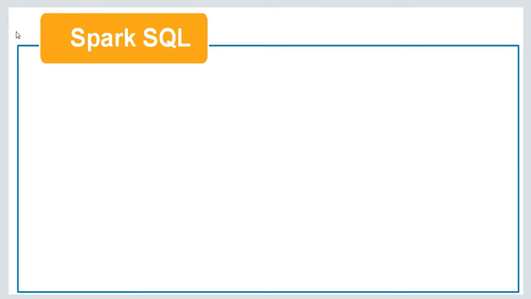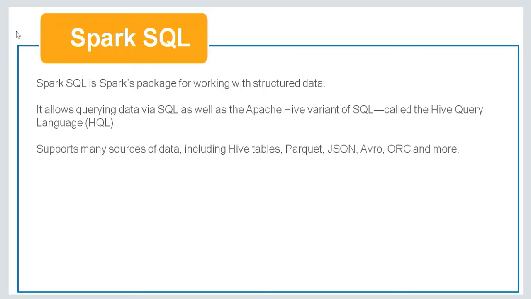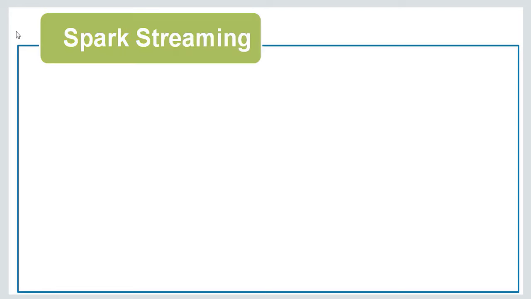Now, Spark SQL. Spark SQL is a package for working with structured data. It allows querying data via SQL as well as Apache Hive variant of SQL, which is called Hive query language. It supports many sources of data, including Hive tables, parquet, JSON, AVRO, ORC, and many more. Spark SQL allows developers to intermix SQL queries with the programmatic data manipulation supported by RDD, all within a single application. That means combining SQL with complex analytics.